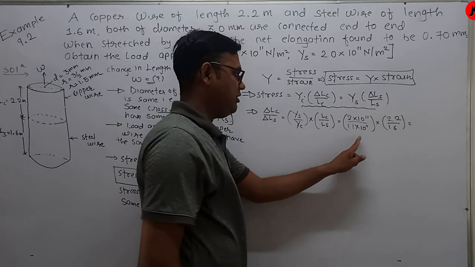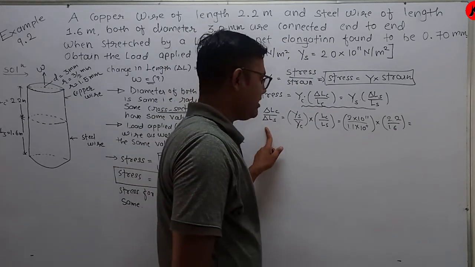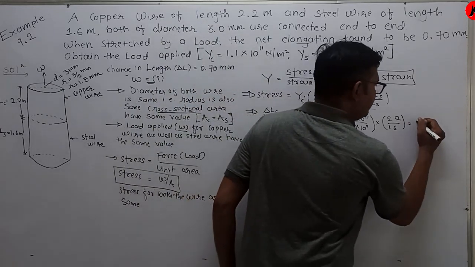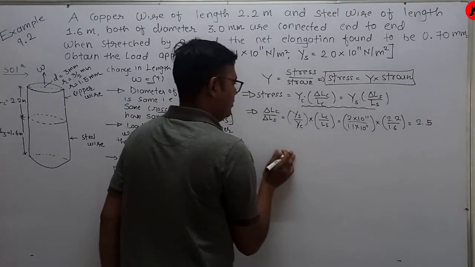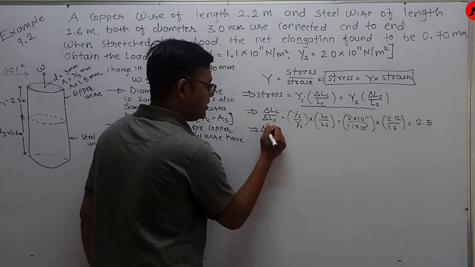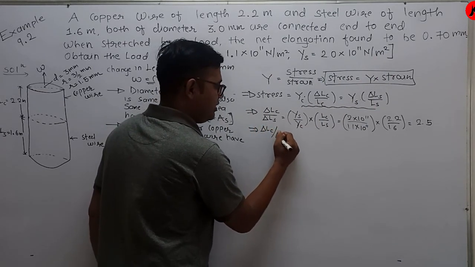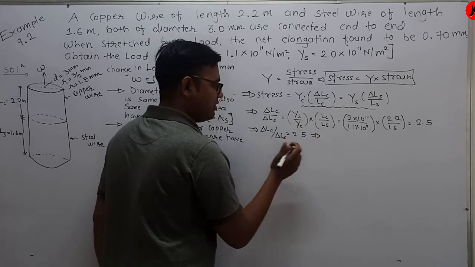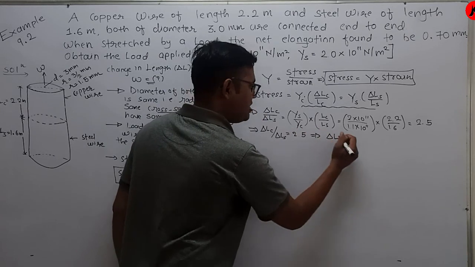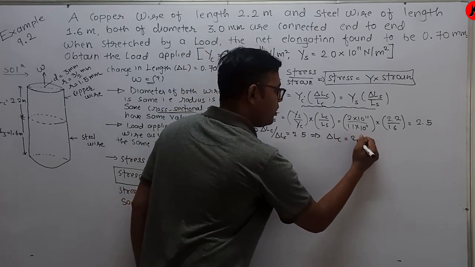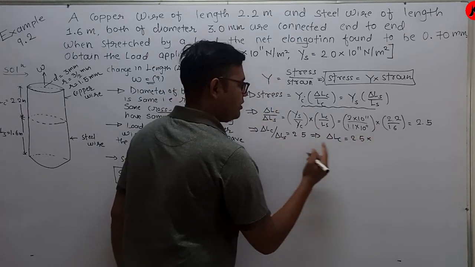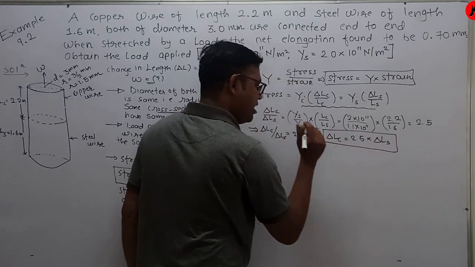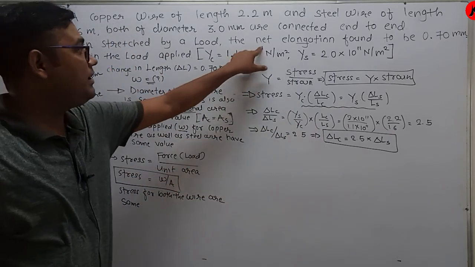After solving this equation, we will get the value of delta LC by delta LS, which is 2.5. The value of delta LC by delta LS is equal to 2.5, and from this equation we can write delta LC equal to 2.5 into delta LS, right? And one another thing is given, the net elongation.